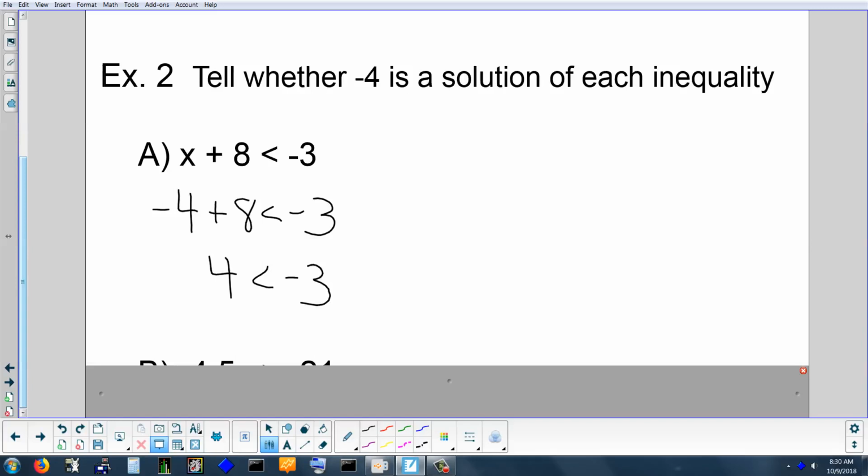Alex, what does this say? 4 is less than -3. Is that a true statement? -4 is less than -3. So for this one, the answer would be no. -4 is not a solution for this inequality. That would not fit in the solution set. It wouldn't work. All right?